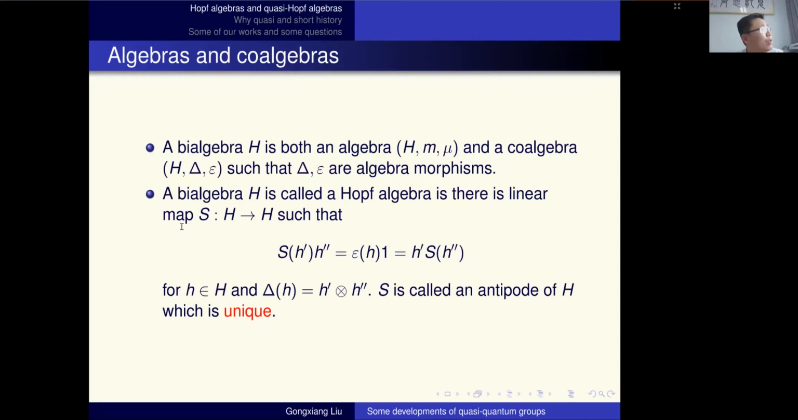One typical property of Hopf algebra is that the antipode, if it exists, must be unique. For this reason, we sometimes say that antipode is a property of a bialgebra, not an additional structure, because more or less it's just unique. We will find that in the quasi-Hopf algebra case, we don't have this uniqueness. This causes many troubles for us.